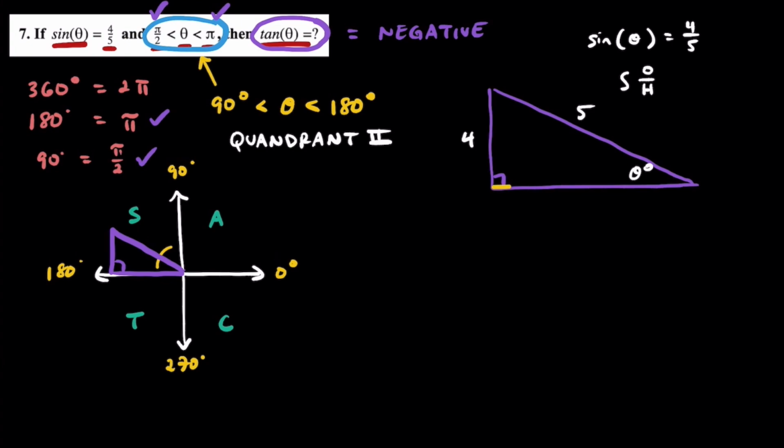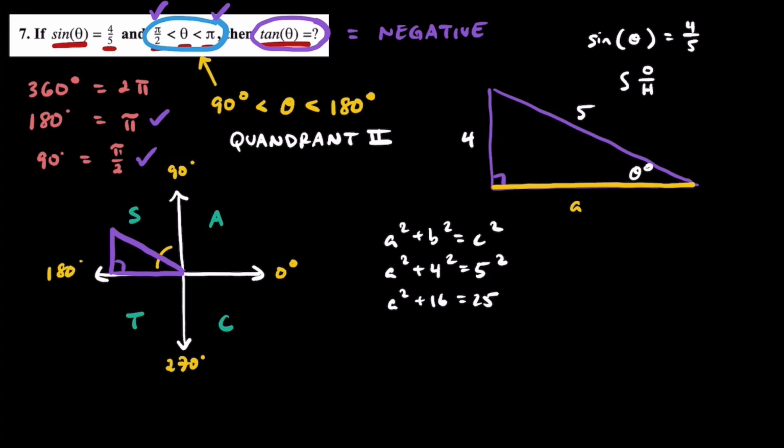When we have two sides of a right triangle, we can always solve for the last side by using the Pythagorean theorem. Maybe I'll call this side a. And we can say that a squared plus b squared is equal to c squared. Now I know it's a Pythagorean triple, but I'm just going to write it out just in case. a squared plus 4 squared is equal to 5 squared. a squared plus 16 is equal to 25. Subtracting 16 from both sides, we can say a squared is equal to 9. And taking the square root of both sides, we can then verify that a does equal 3.